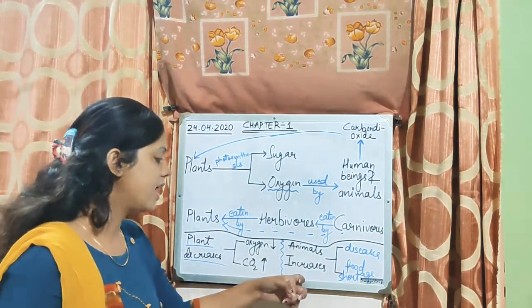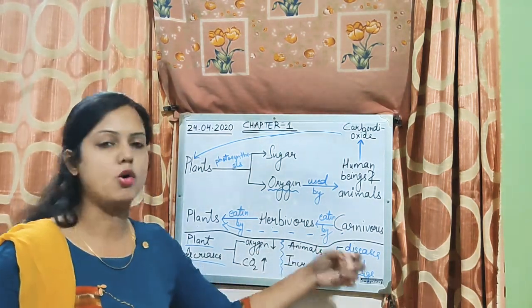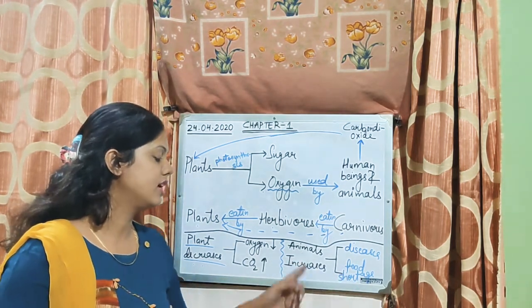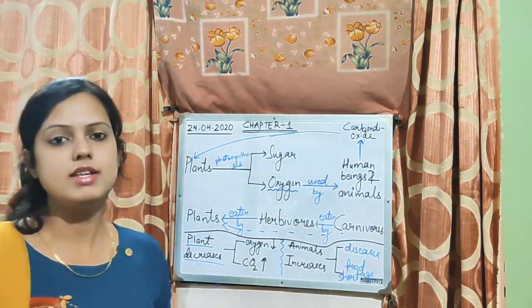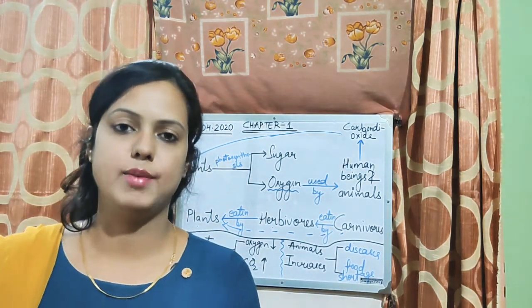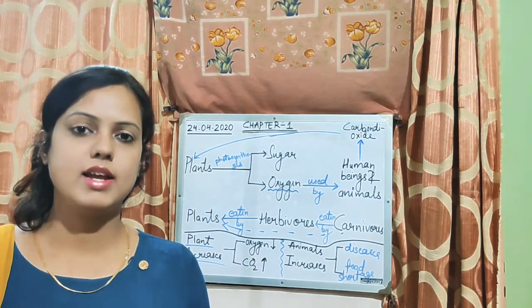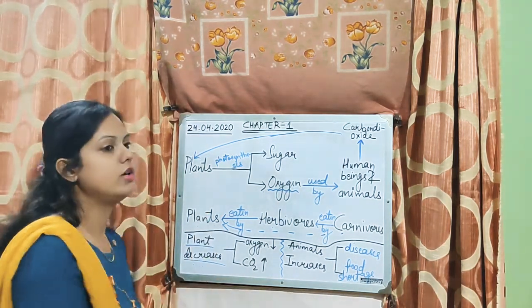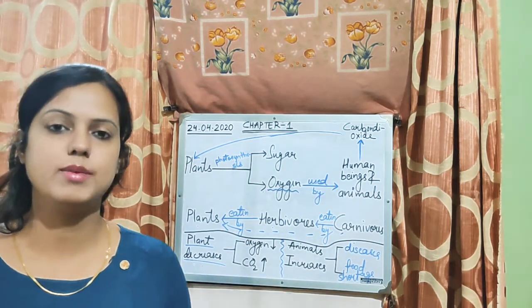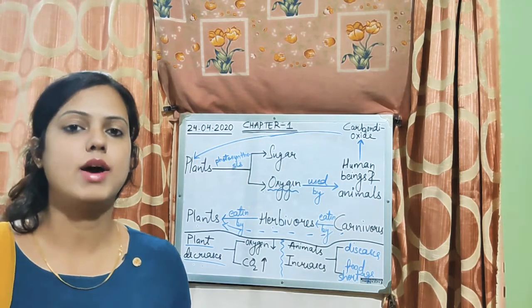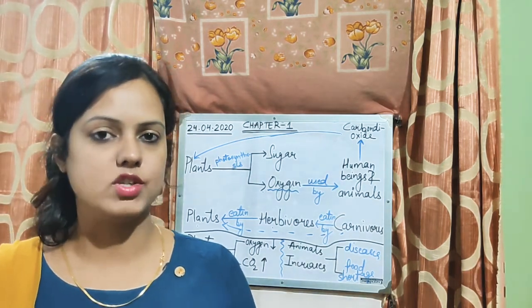So when the number of animals increases, there will be an outbreak of diseases in nature and there will be food shortage for the animals. And when these animals do not get sufficient food, they will ultimately die. So again there is a disturbance in nature. That's why there should not be any kind of disturbance in the interdependence of plants and animals. Otherwise, it will disturb nature.